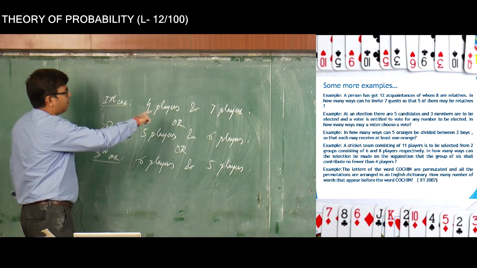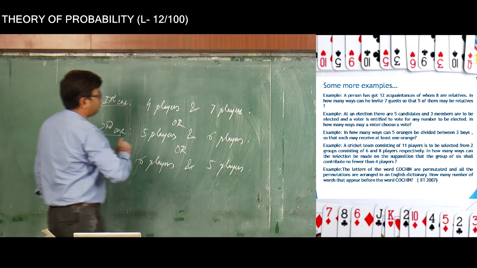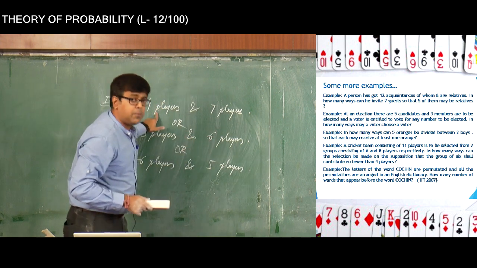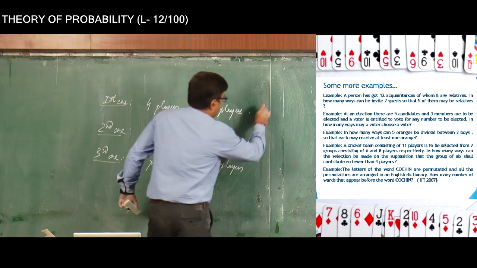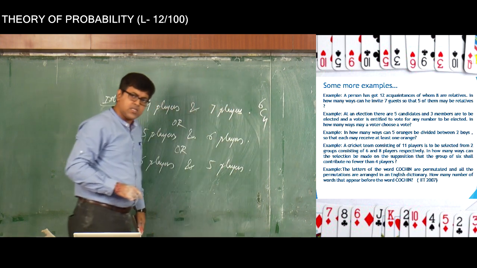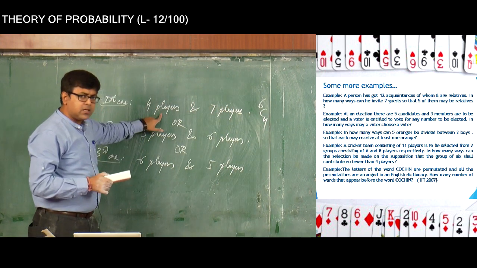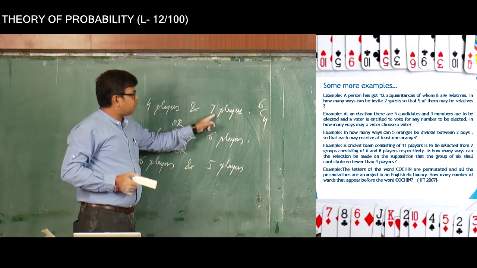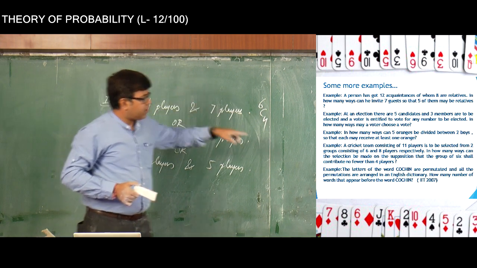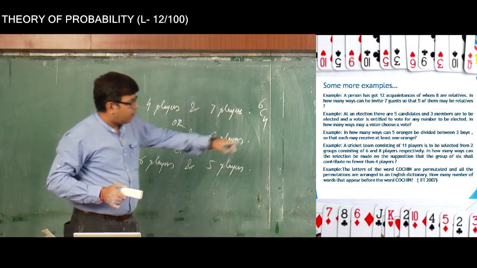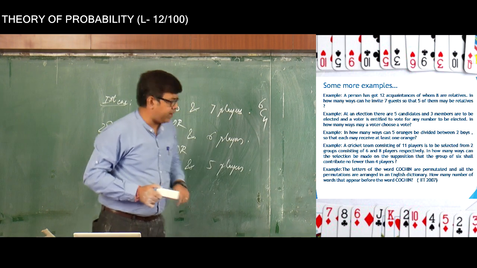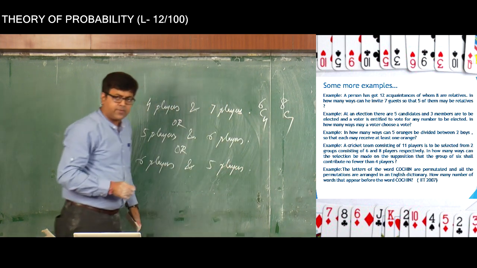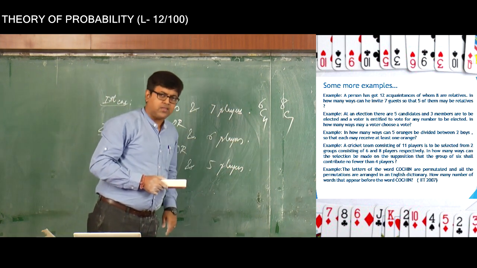Now how many are there from group 1? There are 6 players, right? There are 6 players from group 1, and you have to select how many players? 4 players. So you can select 4 players from 6 players in 6C4 ways. Agree? You can select 4 players from the group consisting of 6 players in 6C4 ways. Having done that, you have to select 7 players from the remaining group. The remaining group consists of how many players? 8 players, right? So from the 8 players, you have to select 7 players, and that you can do in 8C7 ways, right? That you can do in 8C7 ways.